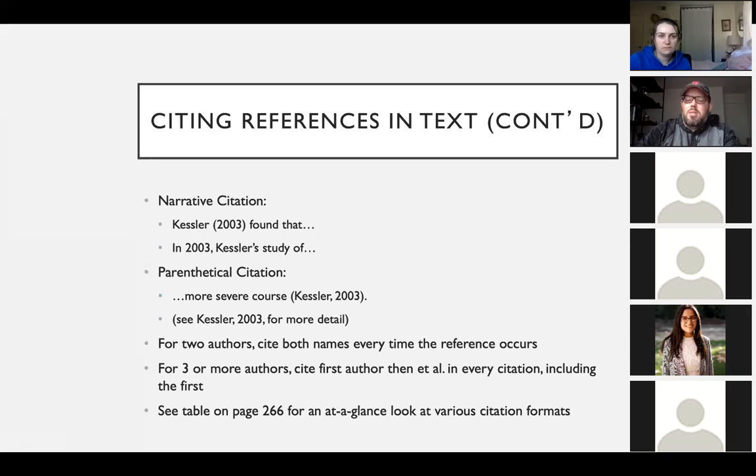So let's say that it's Kessler and colleagues who are writing this, then it would be Kessler et al. And the period is after the al, not after the et. And additionally, there's no comma after Kessler or the first author's last name. So it would just be the author's last name, space, et, and then a space, and then al period. And then you can see on page 266 has various citation formats. So it's a very helpful table. I encourage you to take a look at that in the manual.